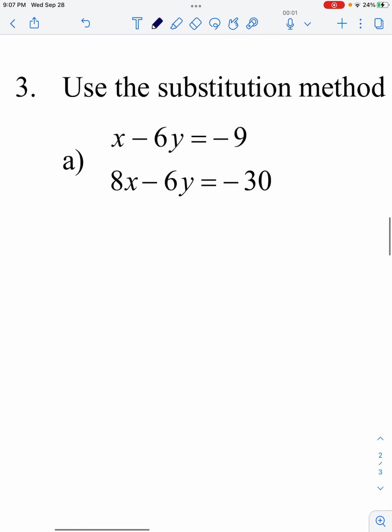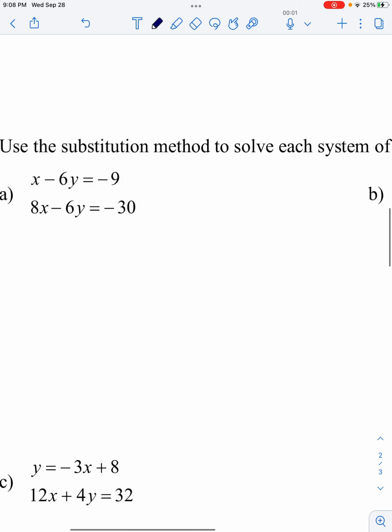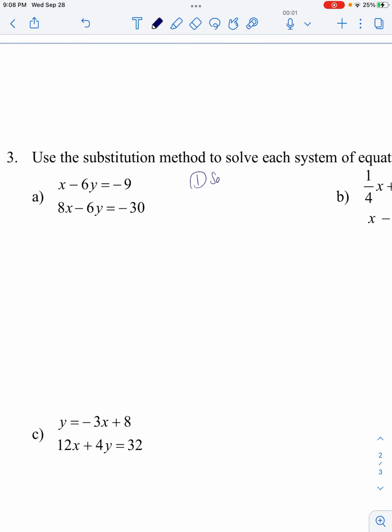All right, so the first thing we do is we go to that equation. We look at the top equation because that's our equation where our x has a coefficient of 1. Okay, and we're going to solve that equation for x. So solve the equation with coefficient of 1 for the variable that has a coefficient of 1. Okay, let's do that here.